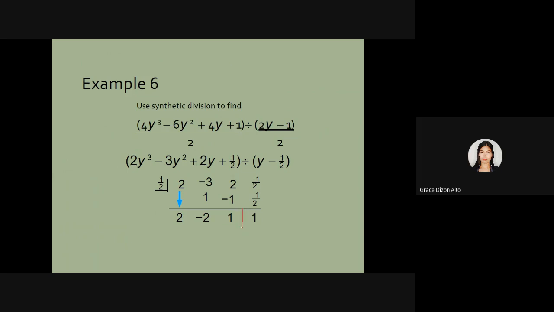This number on the right side will be our remainder. Therefore, our answer is 2y squared minus 2y plus 1 plus our remainder 1 over 2y minus 1. Always remember that the exponent of your quotient will be 1 degree less than our dividend.